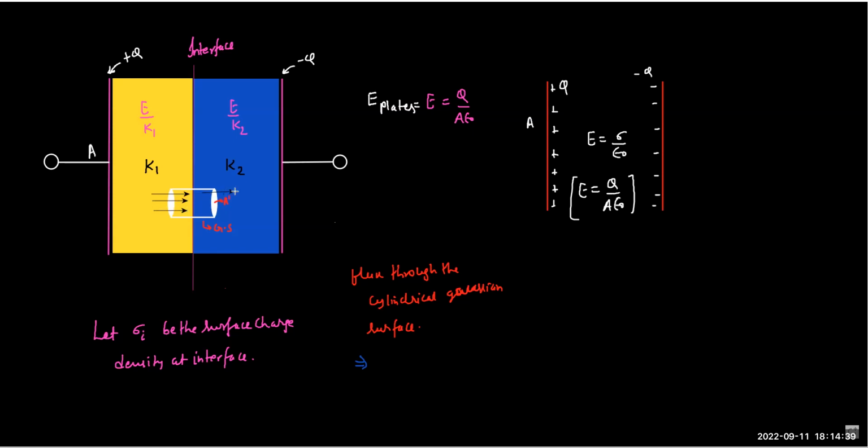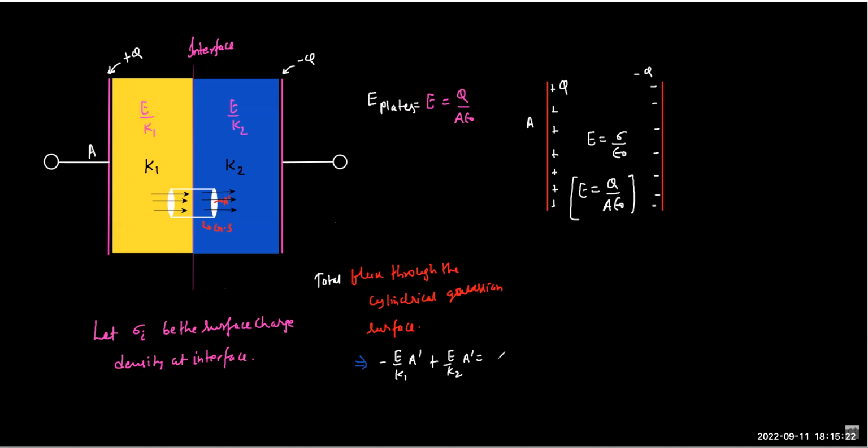And the same lines of force will exit with a different value from the right side. So what is the total flux through the cylindrical Gaussian surface? The field on the left side is E by K1, and because it is entering, it is a negative flux. Negative E by K1 into A dash is the negative flux. What is the positive flux? E by K2.